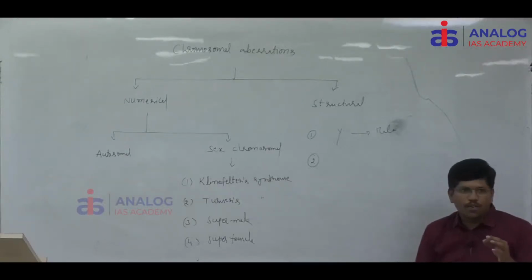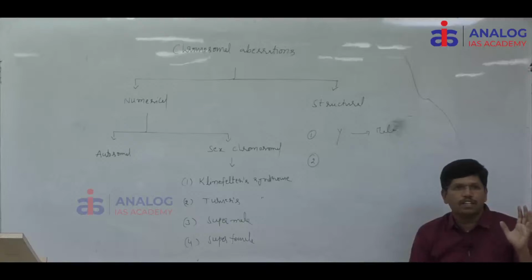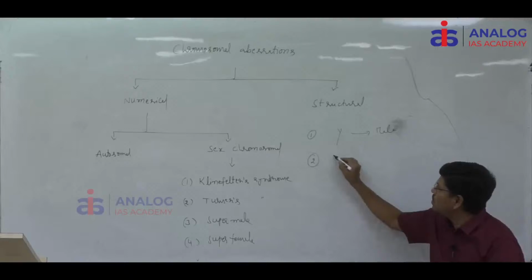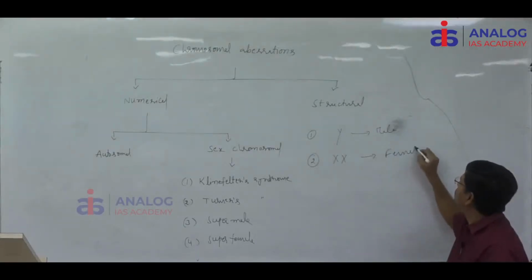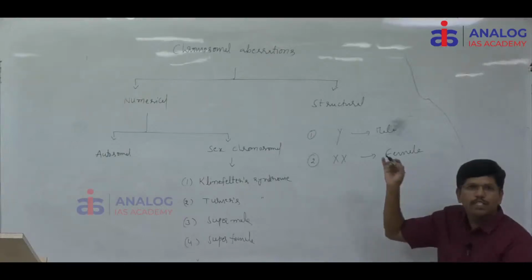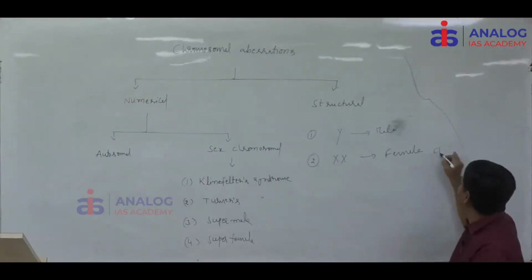Now here, for the development of those secondary sexual characters, a minimum of 2 X chromosomes must be there. 2 X chromosomes must be there for the expression of female characters. Here female characters means female secondary sexual characters.